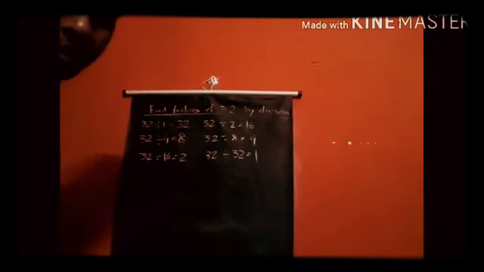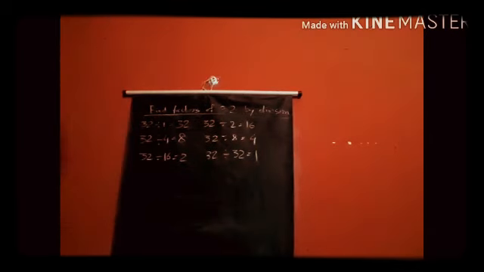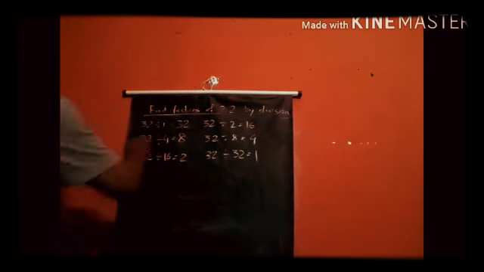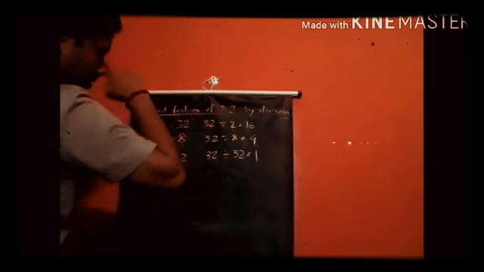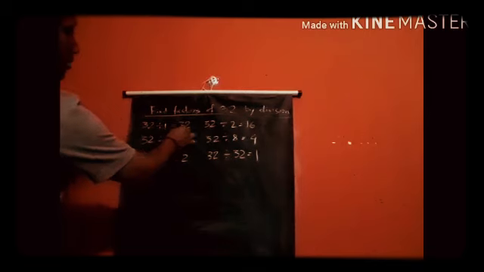Here, let us do an example. Find the factors of 32 by division. You can follow your textbook also, page number 84. Suppose, find the factors of 32 by division. So, 32, let us divide first by 1. So, 32 divided by 1 is equal to 32.